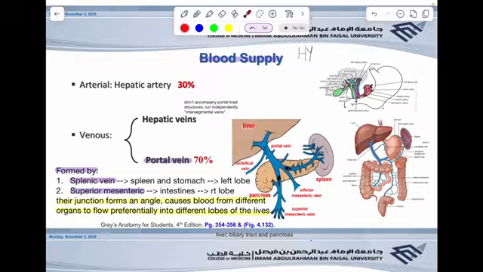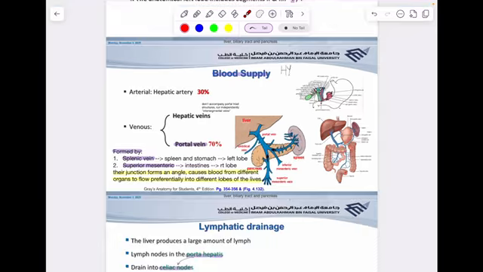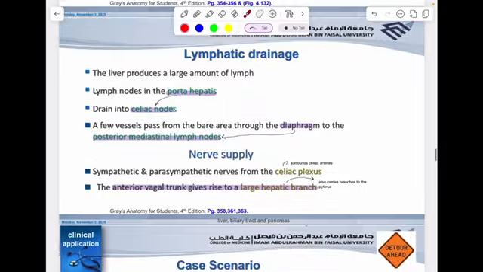Something that the doctor mentioned was that their junction forms an angle, and that's what causes blood from different organs to flow preferentially into different lobes of the liver. As for lymphatic drainage, lymph nodes in the porta hepatis are going to drain into the celiac nodes. And as we said earlier, the vessels that pass from the bare area through the diaphragm are going to drain into the posterior mediastinal lymph nodes.